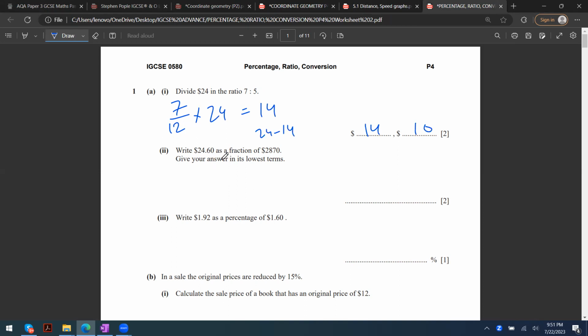Write 26.4 as a fraction of 2. That is simple. You have a calculator also. 24.6 divided by 2.